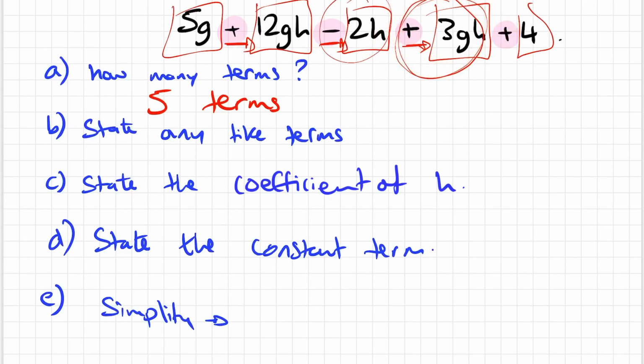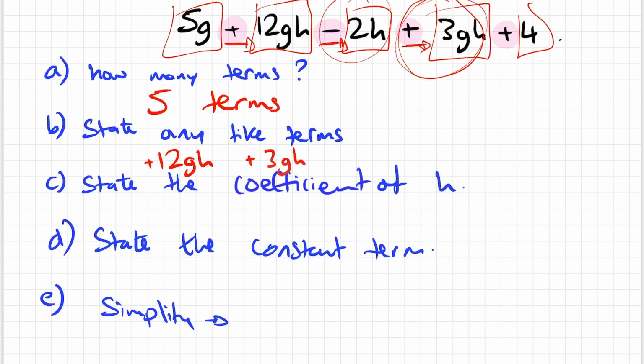So, do we have any like terms? State any like terms. We do have like terms, and the like terms we have are 12GH, and we also have 3GH. You could put 12 positive there. They're the like terms. So, state the coefficient of H.